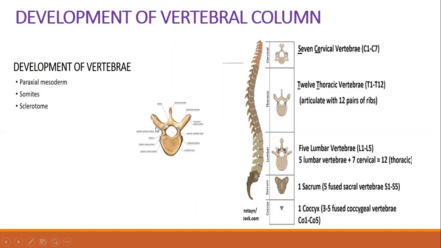The source of development of the vertebrae is the mesodermal germ layer, and the paraxial part of the mesodermal germ layer. Paraxial mesoderm differentiates into whorls of mesenchyme known as somites, and somites are going to differentiate into 3 parts: sclerotome, dermatome, and myotome. Myotome gives you muscles, dermatome gives you the skin, and sclerotome is going to give you bones and cartilage. The sclerotome part helps in the formation of vertebrae.